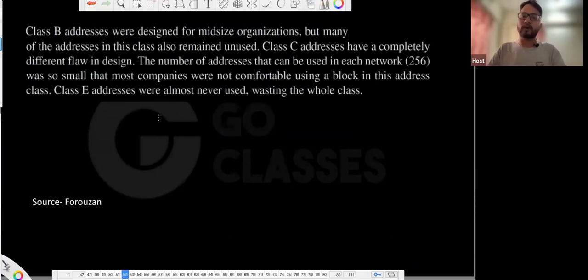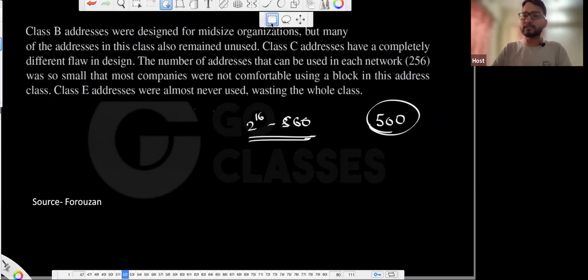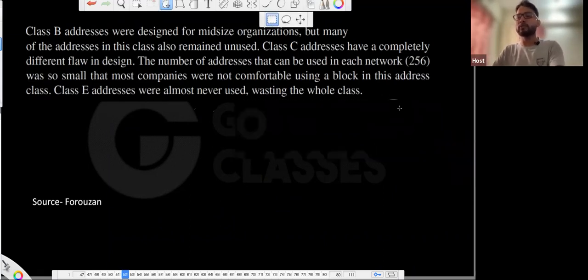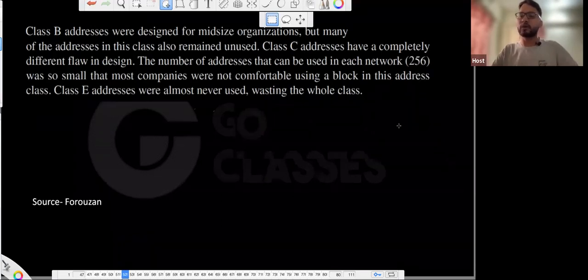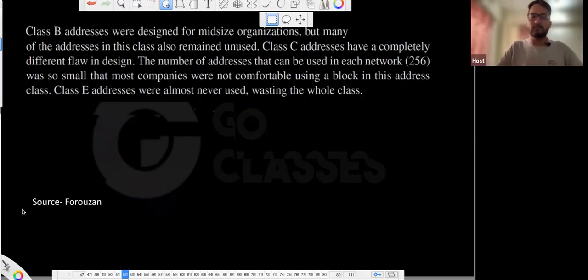Similarly, that's the problem for class B. Class B addresses are designed for mid-size organizations, but many of the addresses remain unused. For class B, if I just need 500 addresses, then I will be using class B, and too many addresses, 2 power 16 minus 500, are wasted here. So there is no point in using this classful addressing. In fact, we have seen it just for theoretical purposes. I think it was used in the 1980s, and the whole internet evolution was after that. So nobody is using classful addressing till today.